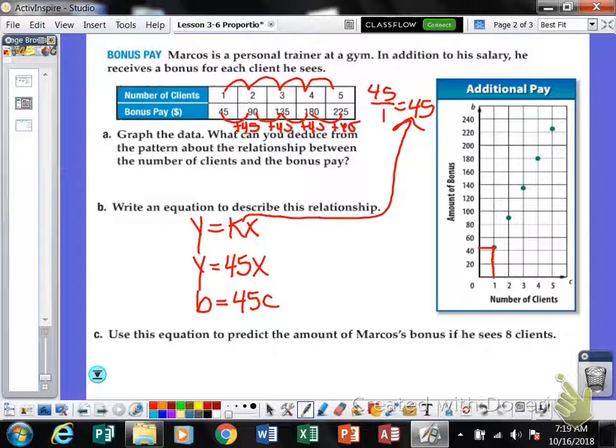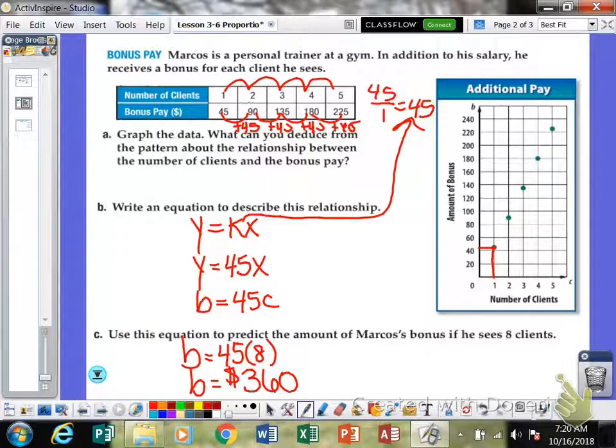Now use that equation to predict if he saw 8 clients. His bonus is equal to 45 times 8, so B would equal 360. $360 for seeing 8 clients. There's really nothing too difficult about this lesson. It's just finding the constant and making sure that it is proportional. Again, it has to go through 0 and be of the form y equals kx. We use that equation to predict other things later, like if he saw more clients.